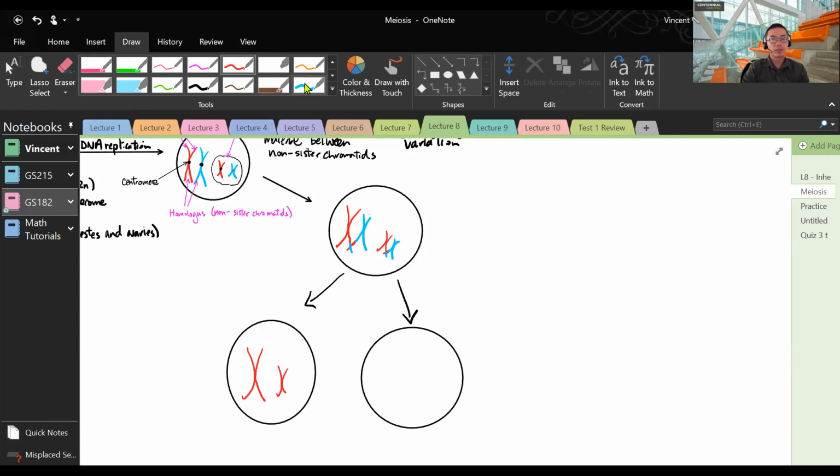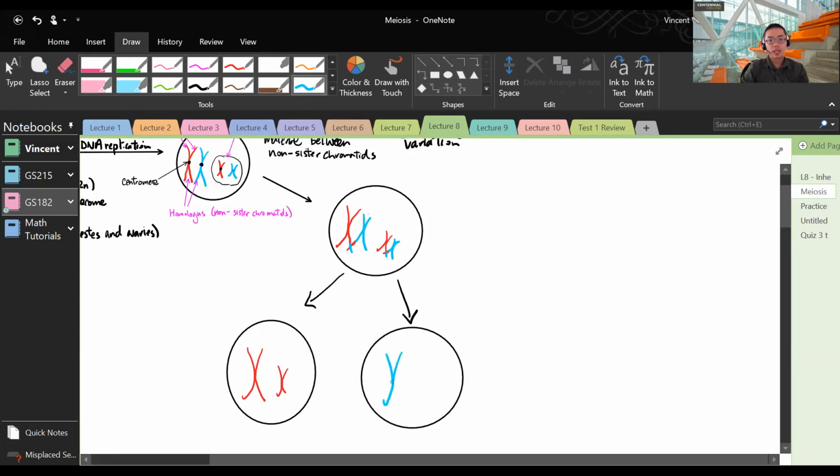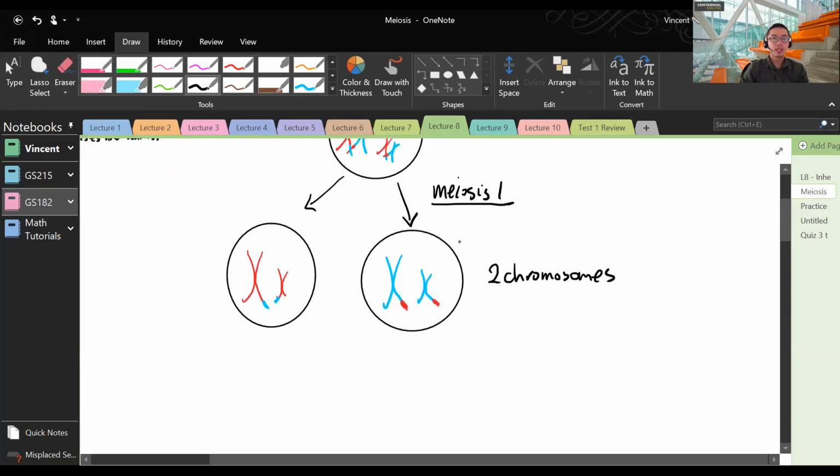And then for the other one, again, this is a random event. You don't really know what's going to go where. But you will have this one there, maybe this one. And over here, you're going to have some of the blue as well. So this would be meiosis 1. Now we have 2 chromosomes. And then there's no DNA replication in part 2, so it will just divide again.